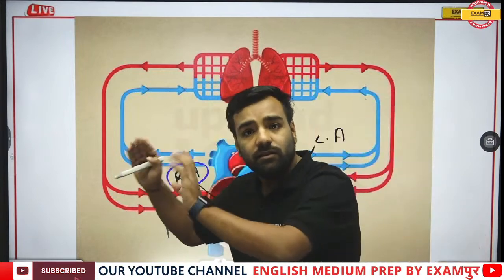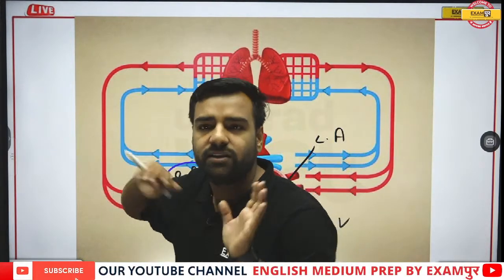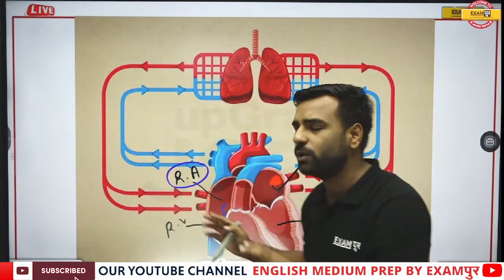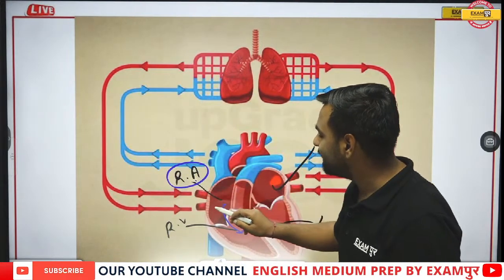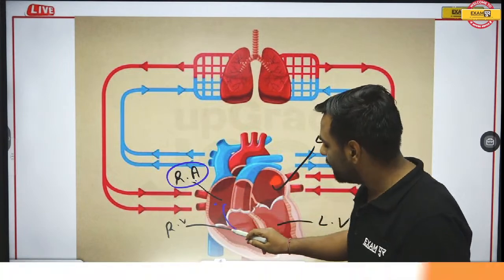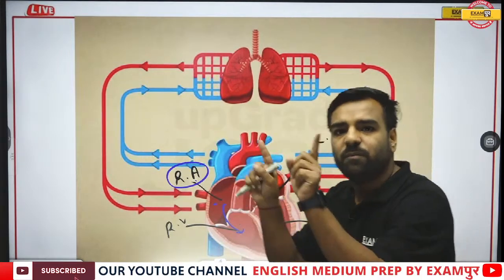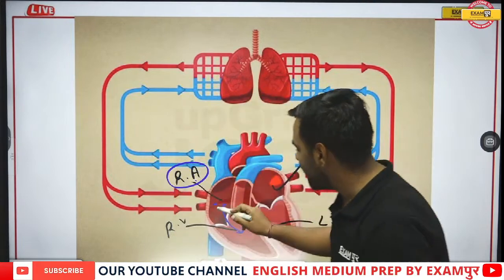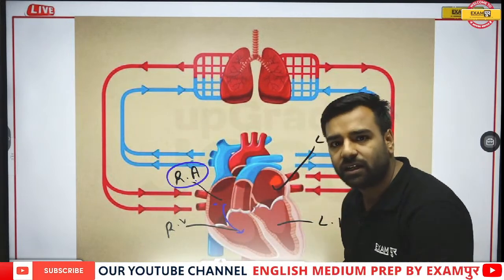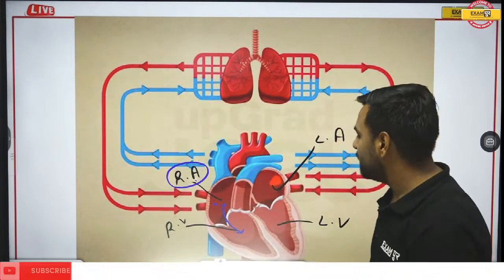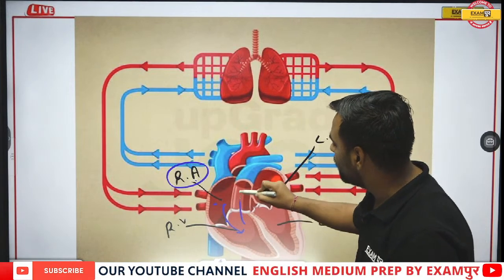Just leave everything behind for 2 minutes and try to understand this. From the right atrium, blood is entering. It goes through the bicuspid valve. From the word bi, that means two. From the bicuspid valve, it enters the right ventricle. From the right ventricle, your blood will go from here.